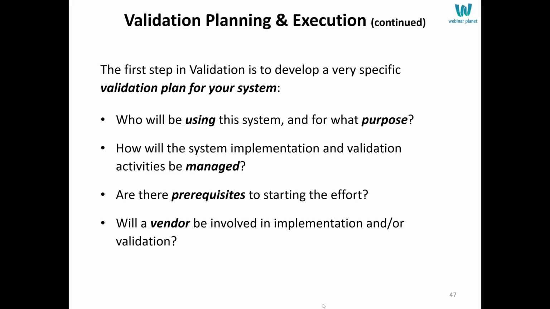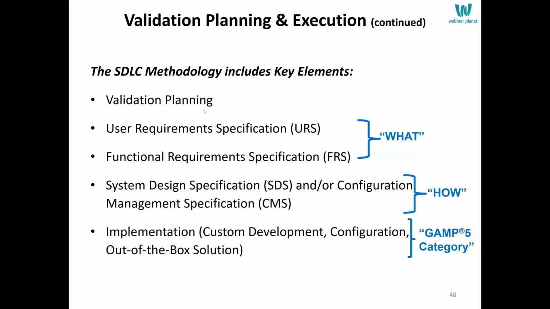So the first step is a validation plan of some type of plan. You can call it anything you want. Determine who's going to be using the system, for what purpose. How is the system implementation and validation activities going to be managed? Are there prerequisites? Is a vendor involved? You have to answer all these questions. So validation planning is your approach to how you're going to validate a particular system. And then it should be based on a standard approach that you define in some sort of validation SOP. You would then have that SOP enable you to make choices depending on, for example, technology you're using, or platform, or methodology of development. But the plan should be basically telling you, for this particular system, this technology, this way of doing things, this is how we're going to do the testing.